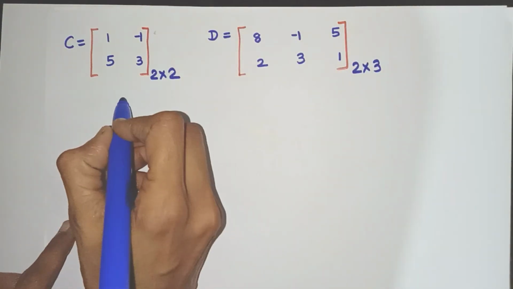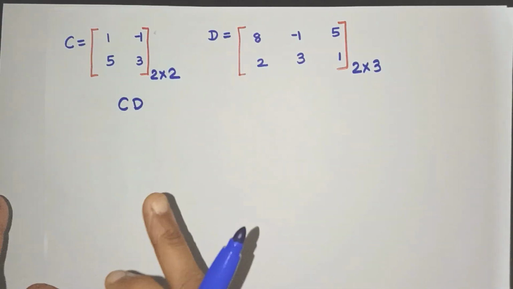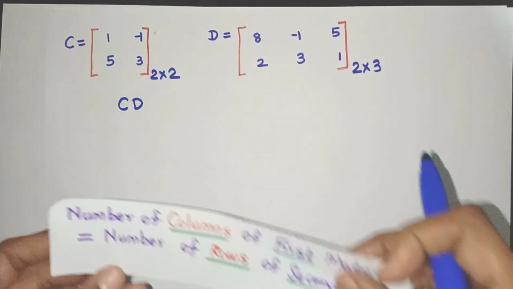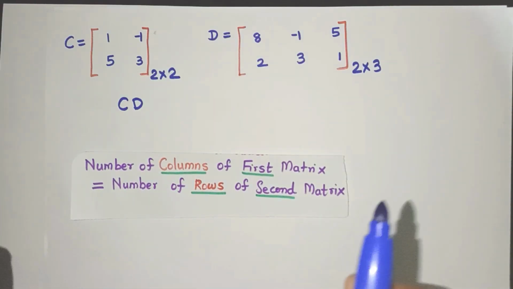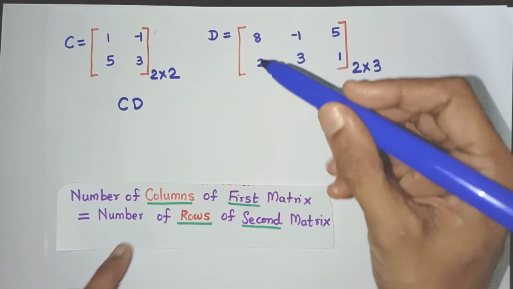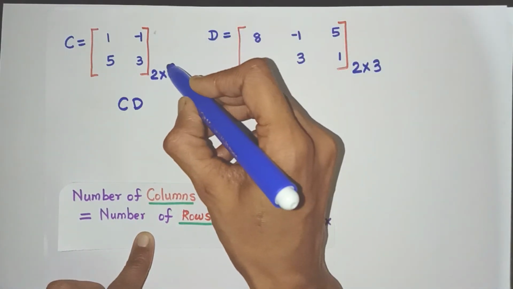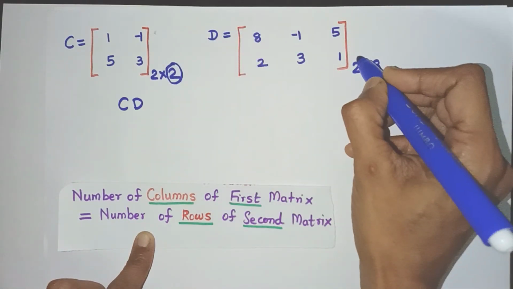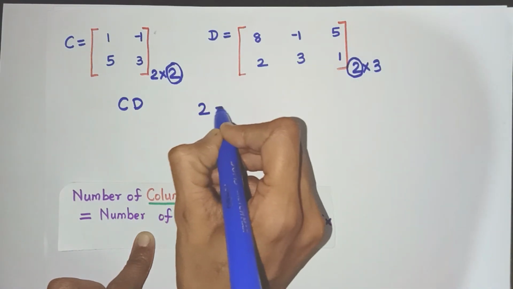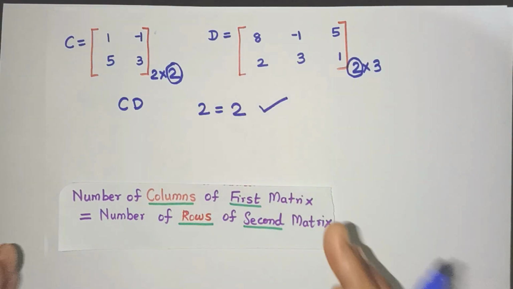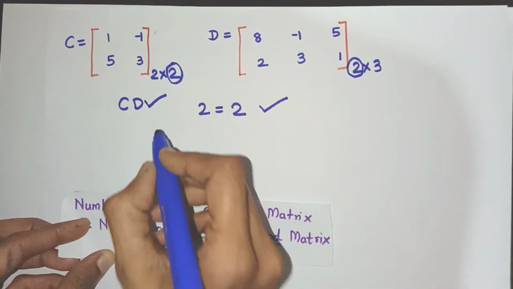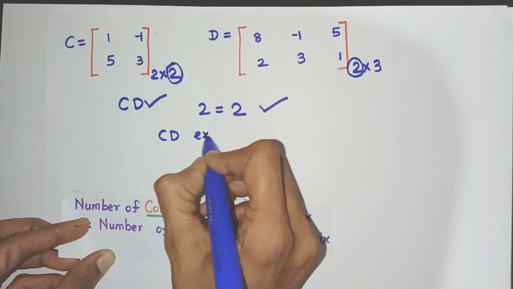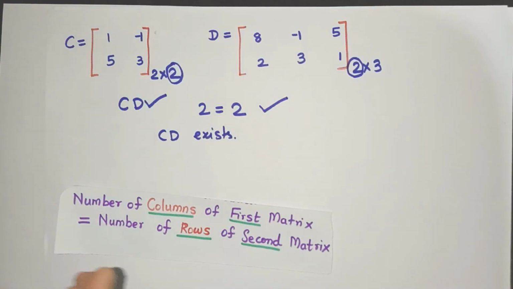Now suppose I want to find out the product of matrix C and D. Then what is the condition? Yes, I need to check that the number of columns of the first matrix is equal to the number of rows of the second matrix. So what is the number of columns of matrix C? It is 2. The number of rows of D is 2. So 2 is definitely equal to 2. That means I am able to find the product of C and D. So we can say that CD definitely exists. We can definitely multiply C and D. So let's see how to multiply.